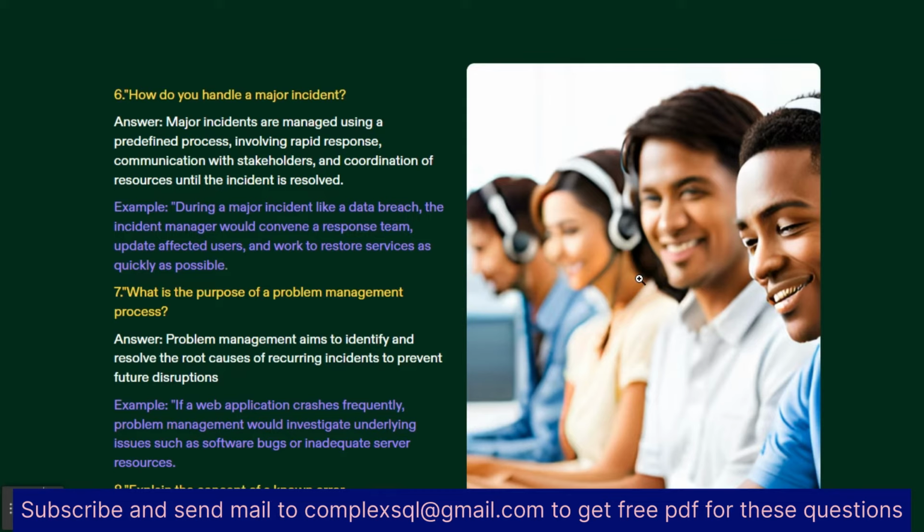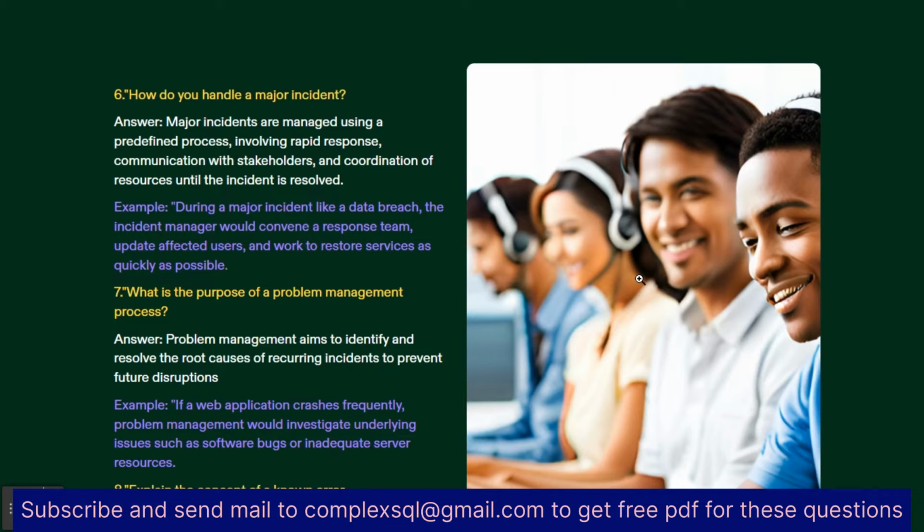Example, during a major incident like a data breach, the incident manager would convene a response team, update the affected users, and work to restore services as quickly as possible.